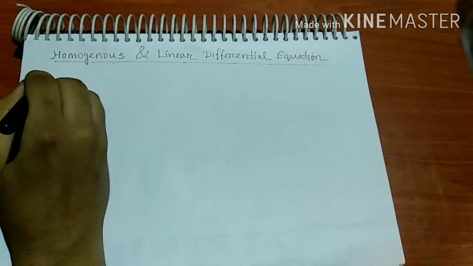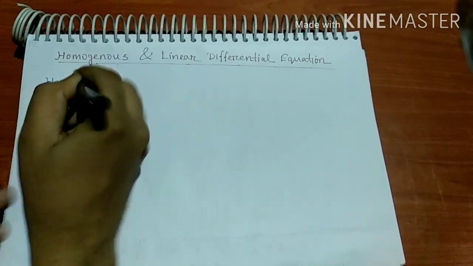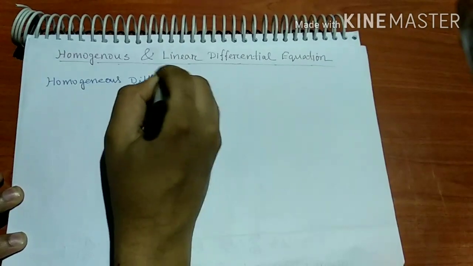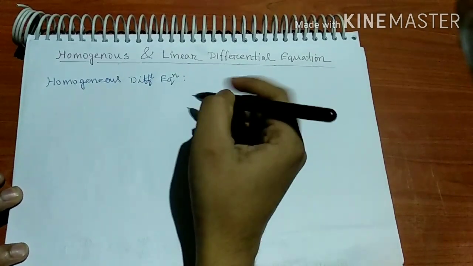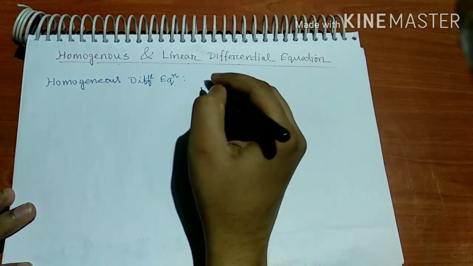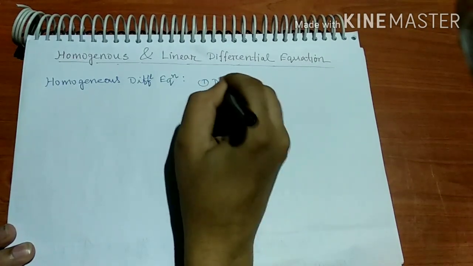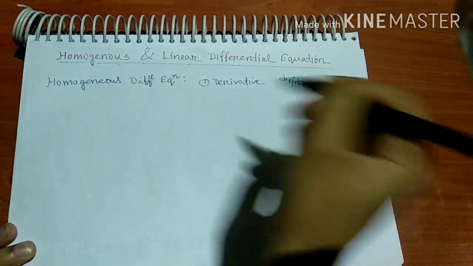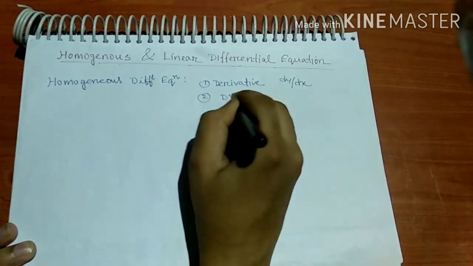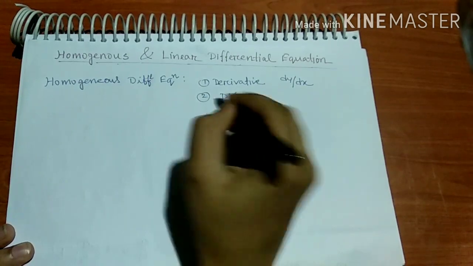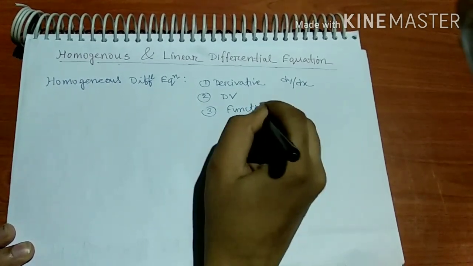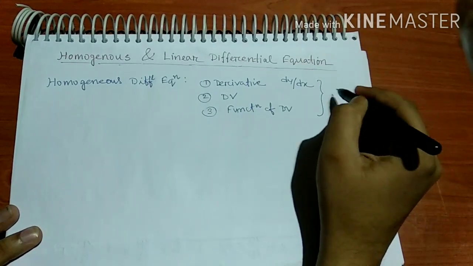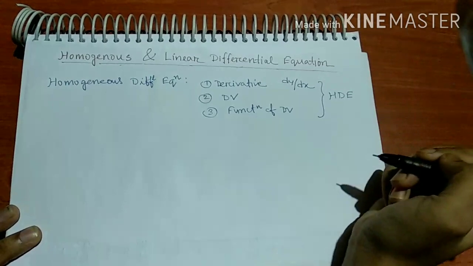First of all, let me tell you about homogeneous differential equations. The definition says: if each term of the differential equation contains a derivative, that is dy by dx, or the dependent variable, or a function of the dependent variable, then the differential equation is said to be a homogeneous differential equation.